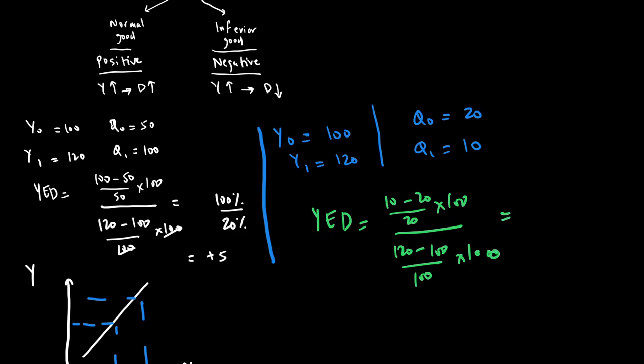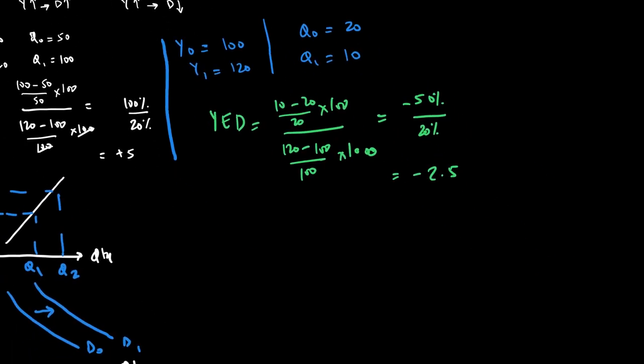So 10 minus 20 is minus 10. Minus 10 over 20 is 50% negative over 20% positive, right? So this is minus 2.5. So the minus means that when my income is going up, I'm buying less of this good. So the quantity basically is higher when my income is lower. So something like this can be drawn.